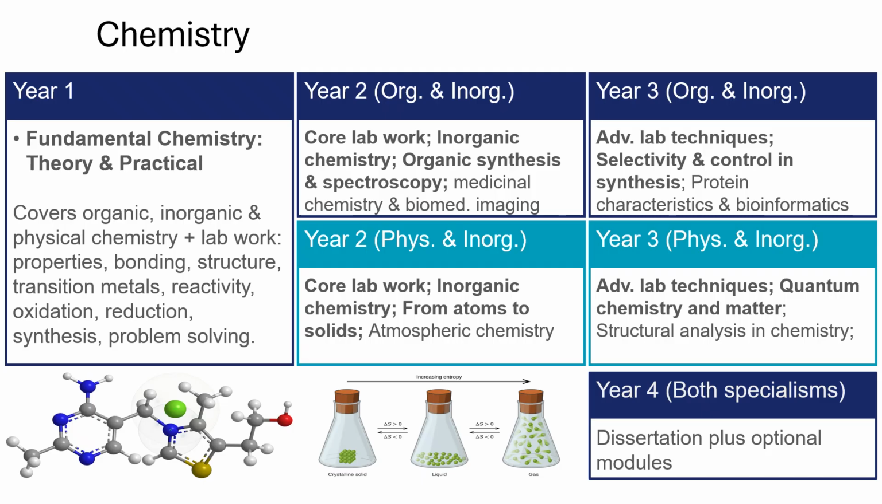When you move into year 2, you will choose from 2 different specialisms in chemistry, and this will primarily depend on your second subject within natural sciences. For example, if your second subject is biology or cancer sciences, you will take the organic and inorganic specialisms.